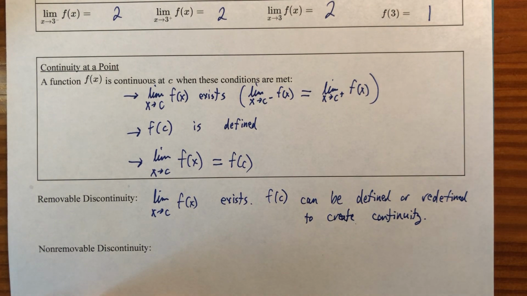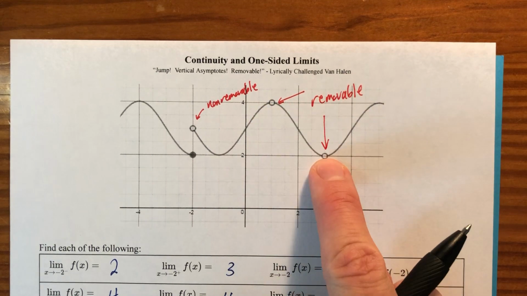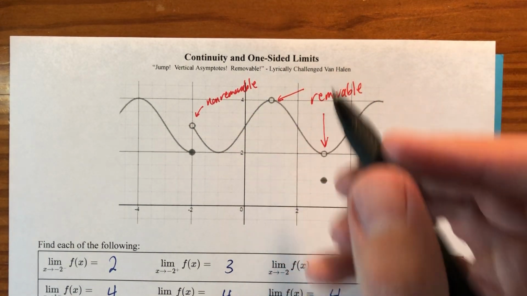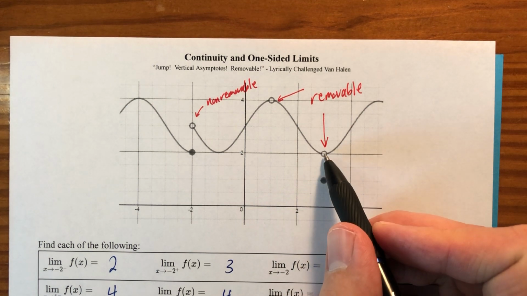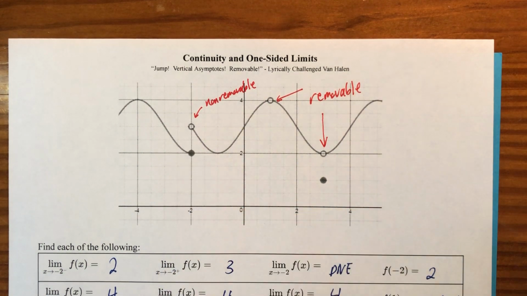Okay, and let's go back up to the graph and look. We have removable discontinuities here and here because I could easily say, you know what, if f of 1 was equal to 4, fixed. If f of 3 was equal to 2, fixed. Drag that point up, fill that one in, we're good. Can't quite do that here.